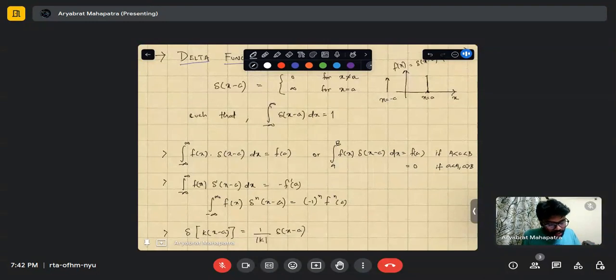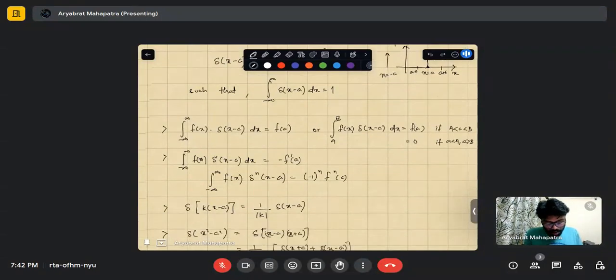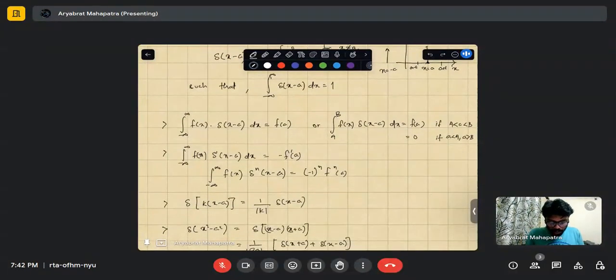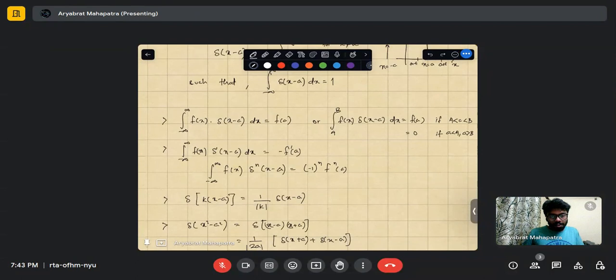When you integrate this delta function, let's say with limits from a minus epsilon to a plus epsilon, you will get 1. So that is the normalization of the delta function, one of the foremost features of the delta function. Then there are some other properties following from this, using which you can easily deal with delta functions that appear in various places.